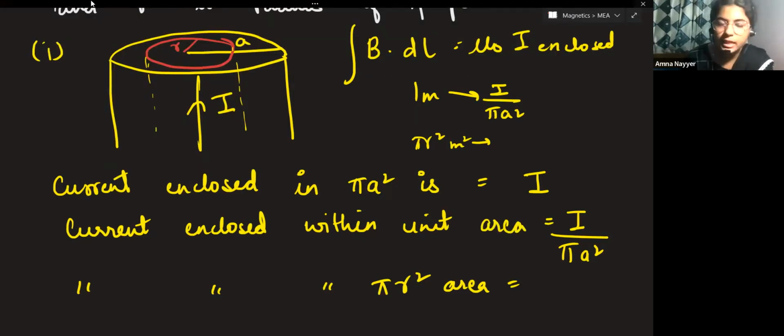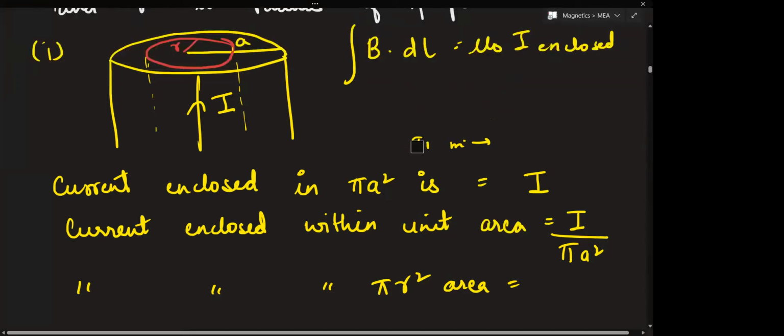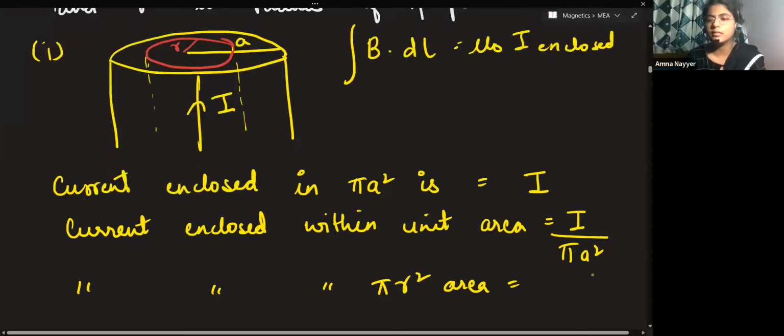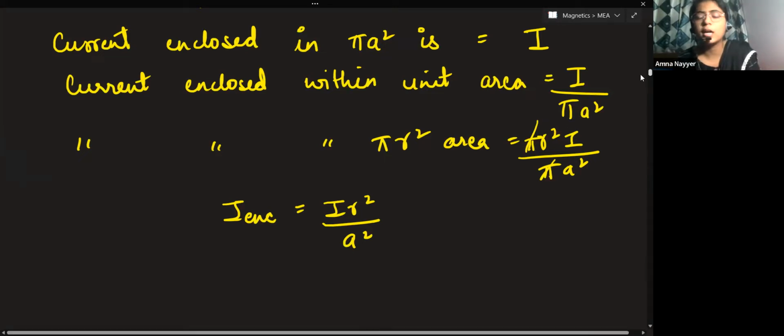All right, Fatima, did it get clear why it will get multiplied? Yes, teacher. Because for unit area we have it. So for pi r square, it's simple unitary method the way you do. So it will be pi r square I divided by pi a square. Pi got cancelled. So our I enclosed will be I into r square divided by a square. I enclosed was trickier here. Now rest of the question is easy. Everything is easy now.